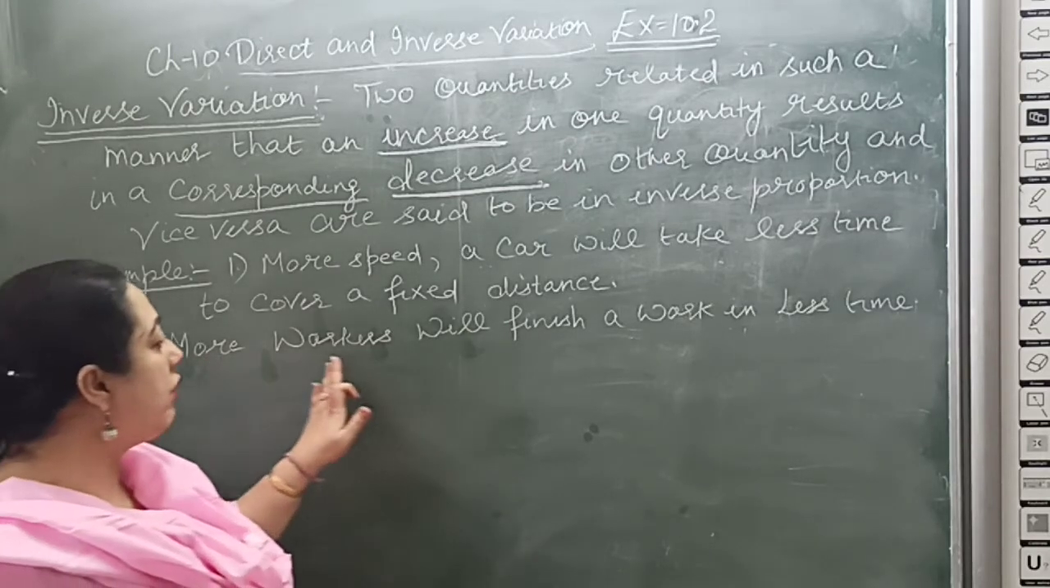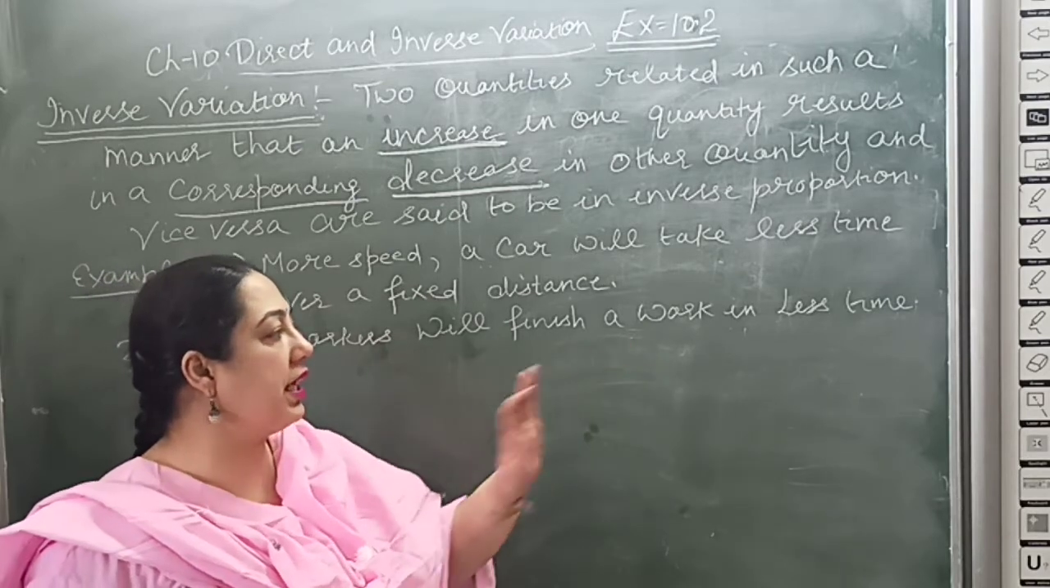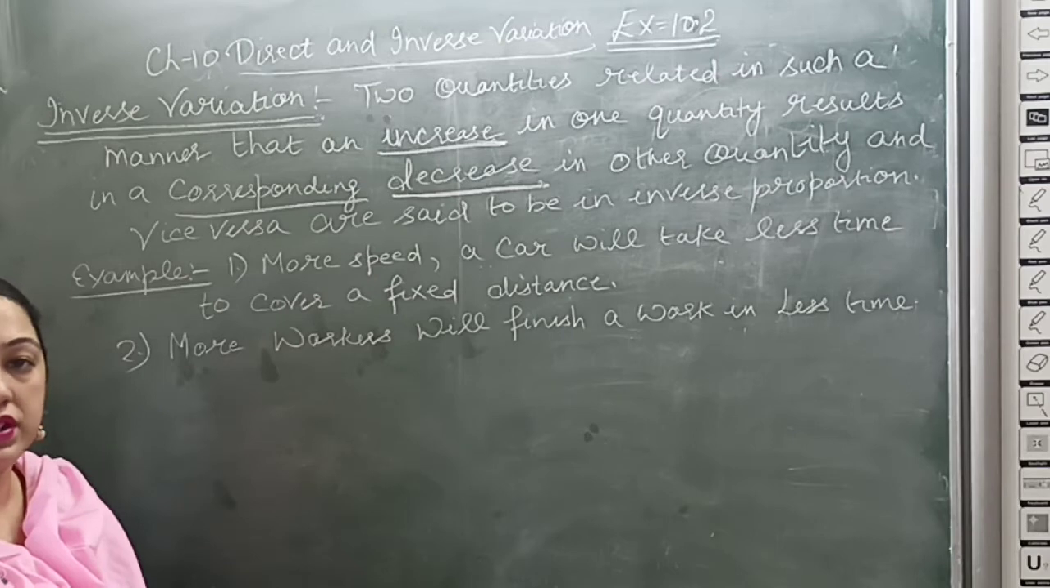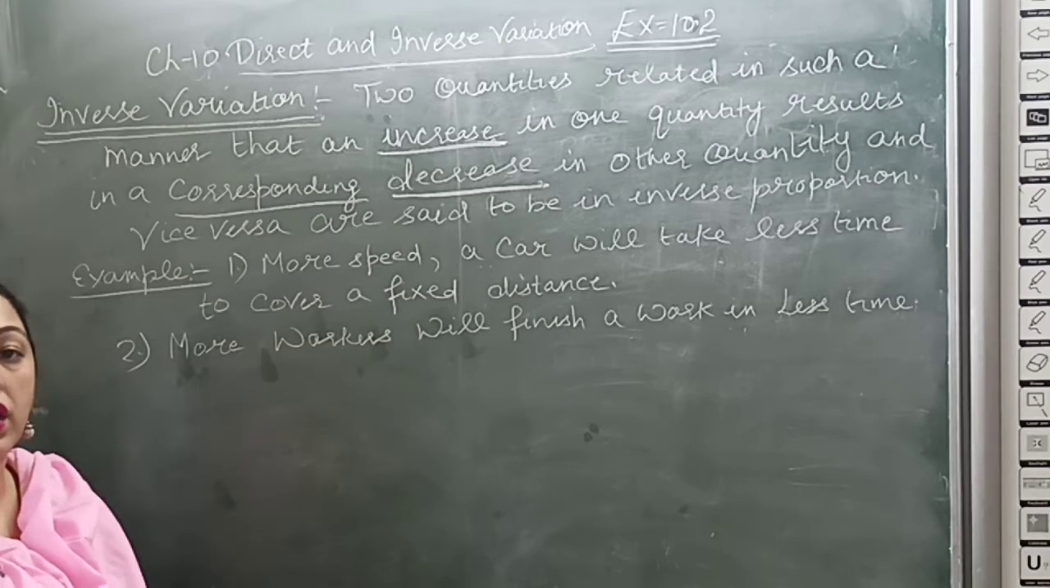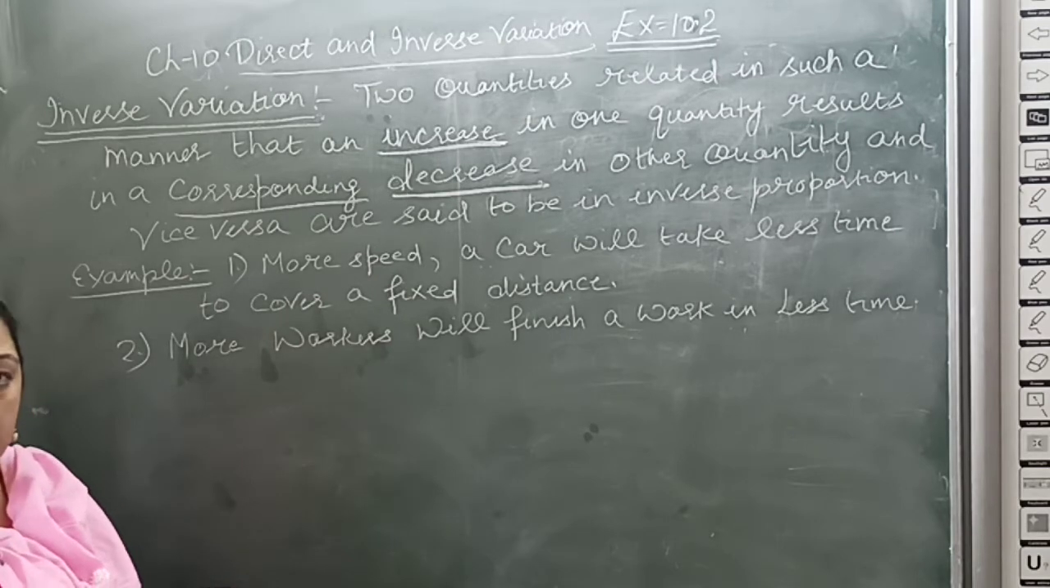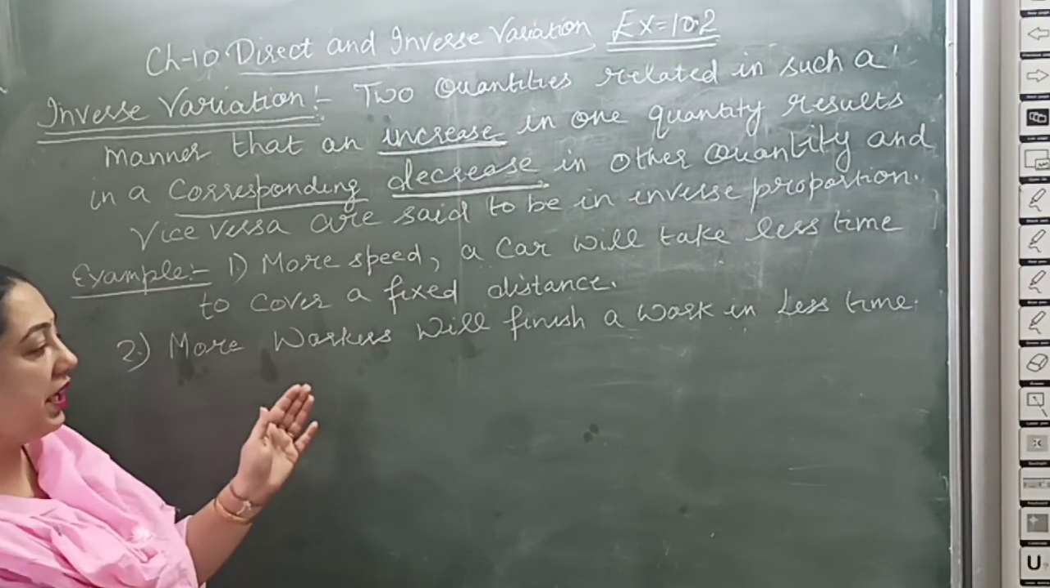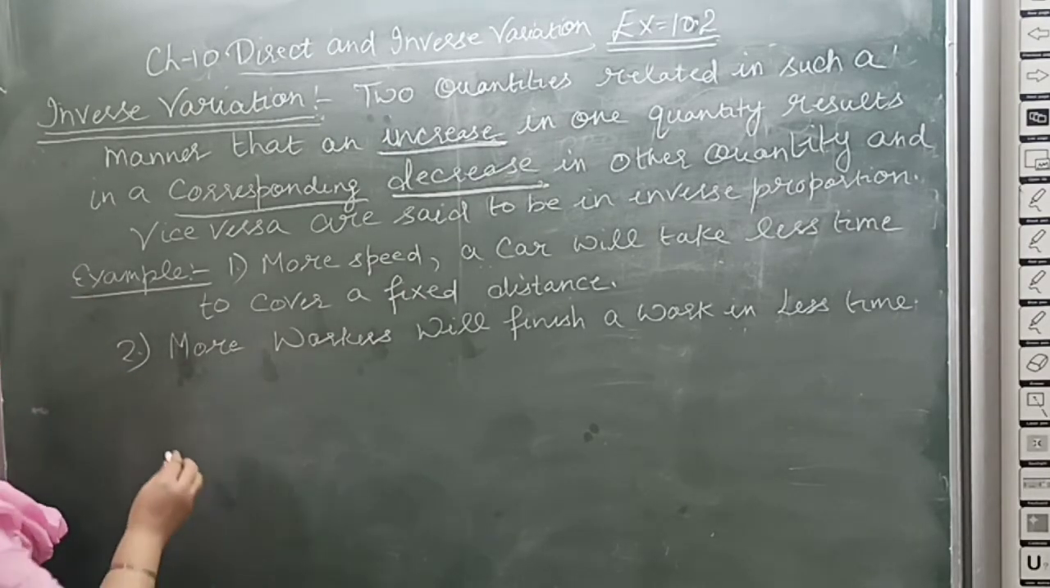Similarly, more workers will finish your work in less time. That is, if you are constructing something in your house and you want to finish your work early, then you will hire more workers, right? Such a type of variation is inverse variation.